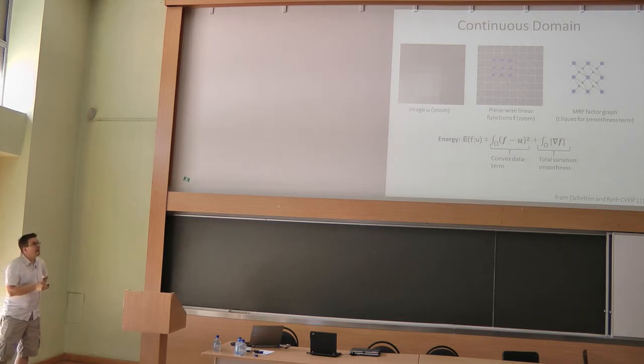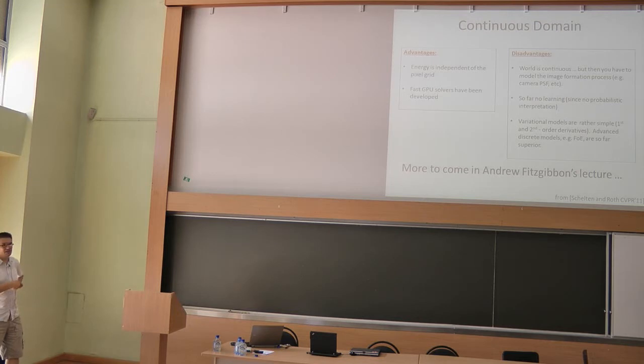And just for me, a bit of a summary with this discrete versus continuous: the advantage of the continuous is that it's independent of the pixel grid. That's the whole idea. People say that the world is continuous, so why should I start to use pixels as my labeling? And they're very fast for these quite simple energies. There are very fast GPU solvers, which do convex relaxation and solve it very quickly. So that's the positive things.